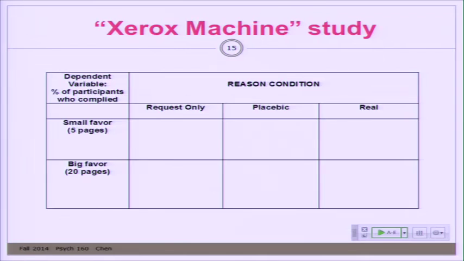Think about 20 pages as like 100 pages these days. It's a big deal. A Confederate, they rig it so that participants are all at a Xerox machine when a Confederate approaches them wanting to make either 5 pages cutting in front of them or 20 pages cutting in front of them. So they're basically asking, can I cut in front of you? I got 5 pages, or can I cut in front of you? I have 20 pages, which is a big deal.